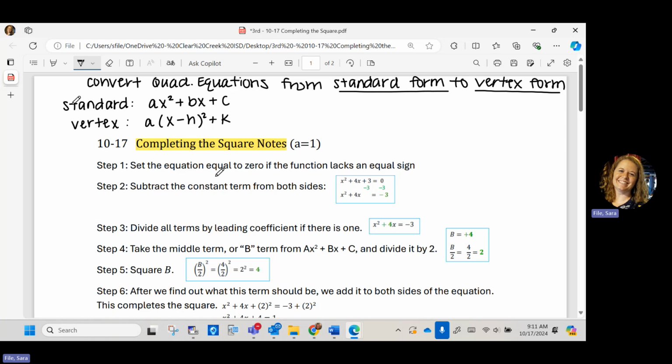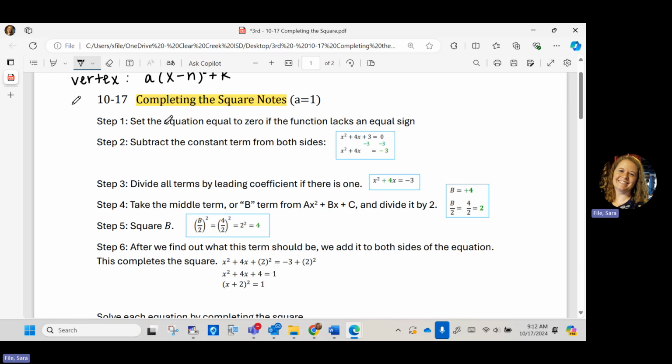And then tomorrow we'll look at what's the extra work I have to do if there's an a value other than 1. So you can see in this example that they're walking you through the steps. You want your equation set equal to 0. If there is no equal sign, just add an equal sign and a 0. If there's already an equal sign, great, you don't need to add one. And you want to get your constant to the right side and your variable terms, your x squared and your x term, on the left side.